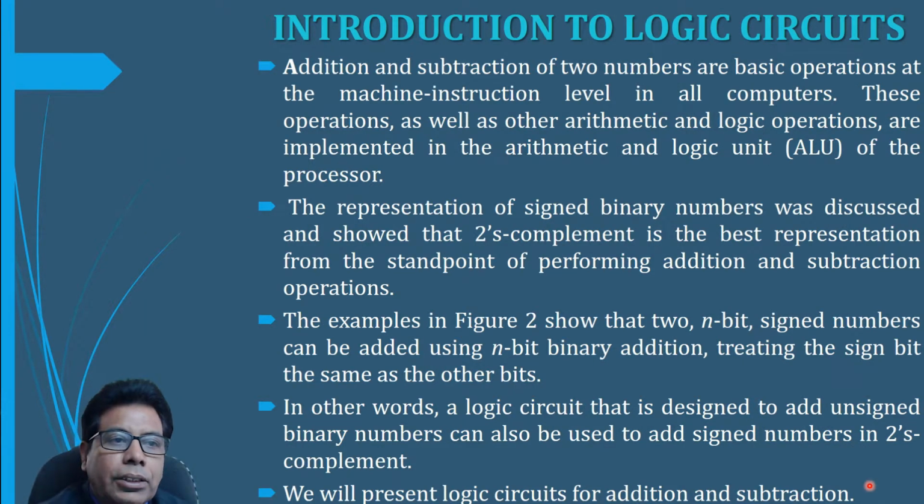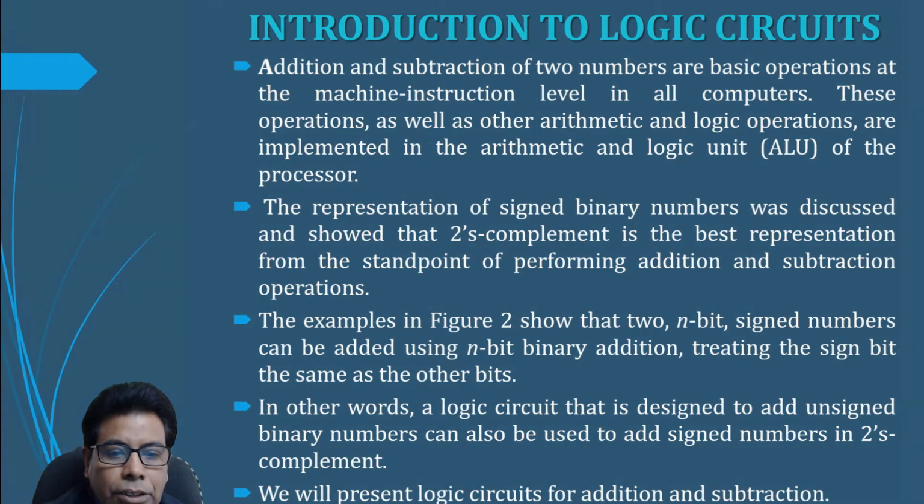So let us come to the logic circuits now. The addition and subtraction of numbers are basic operations at the machine level. These are generally performed with the help of the ALU, which also performs other logic operations. Now we have already discussed that 2's complement is the best representation for performing addition and subtraction, and we also saw that the 2's complement n-bit signed numbers can be added using n-bit binary addition, treating the sign bit the same as the other bits. In other words, a logic circuit that is designed to add unsigned binary numbers can also be used to add signed binary numbers. So let us see some of the circuits for this.